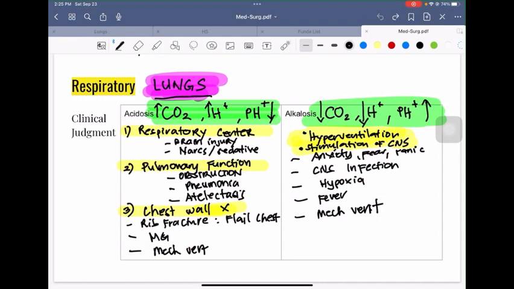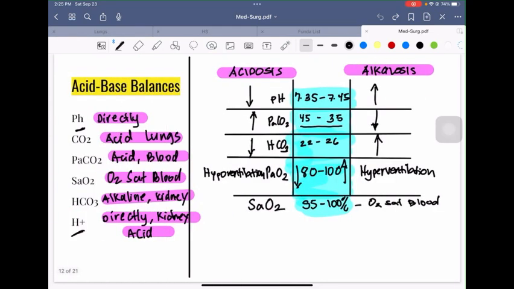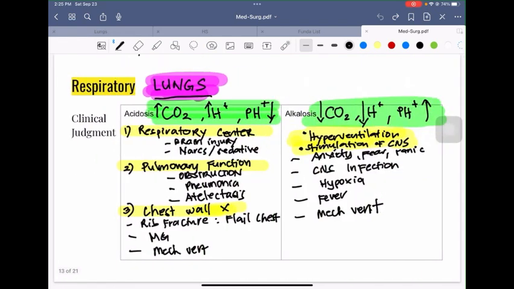Okay, and what gas is involved? Of course, it's going to be carbon dioxide. It won't be bicarb or hydrogen ion. We already talked about earlier that the organ involved in carbon dioxide is the lungs, and blood is also kind of an accessory organ. But the main organ is the lungs, and the main gas is carbon dioxide.